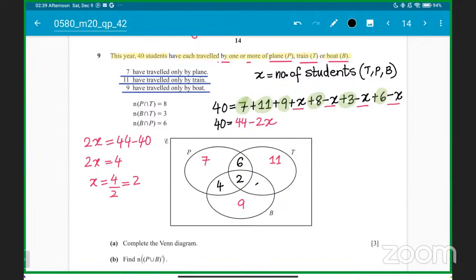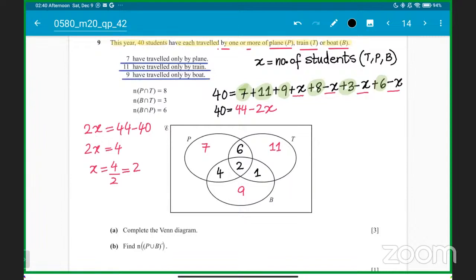And there is 1 student only, 3 minus 2. 3 minus 2 is 1. So there is only 1 student who has traveled only by the boat and train. Okay, understood? Got this? Clear? Getting it? Yes. Yes, sir.